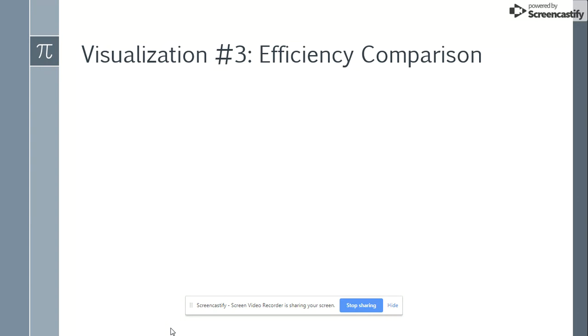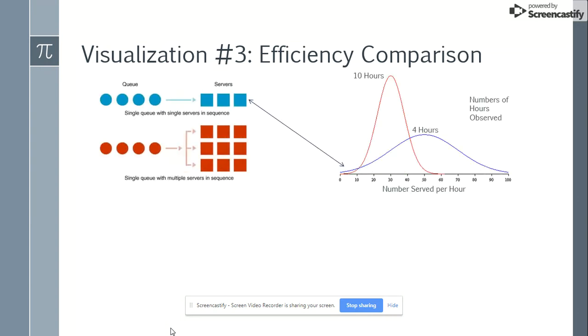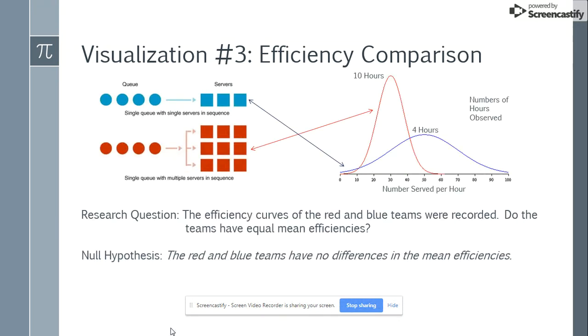Visualization number 3, efficiency comparison. So here we want to find out, or our research question reads: the efficiency curves of the red and blue teams were recorded. Do the teams have equal mean efficiencies?